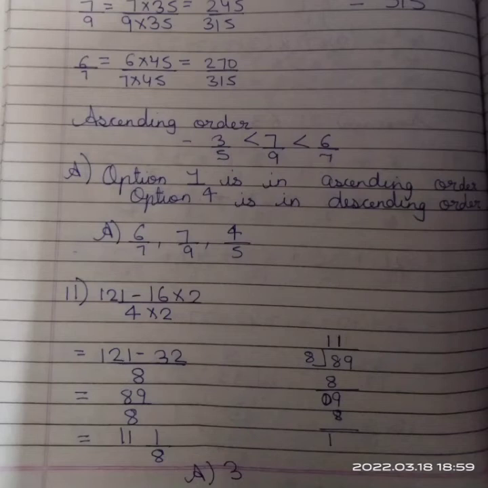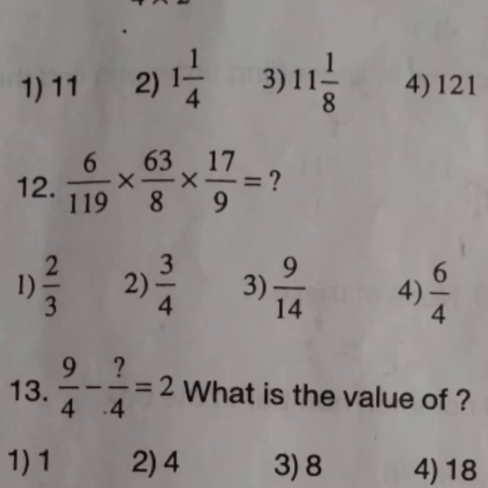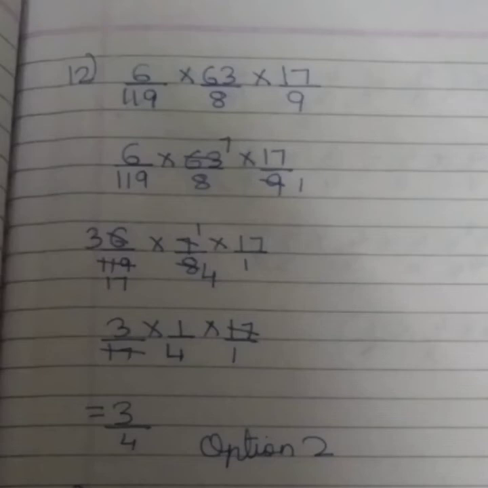12th question. 6 by 119 into 63 by 8 into 17 by 9. Now it is all of cutting. So first we'll cut 9. From 17 by 9, that denominator 9 will cut, 9 ones are 9, 9 sevens are 63. Now 7 ones are 7, 7 17s are 119.